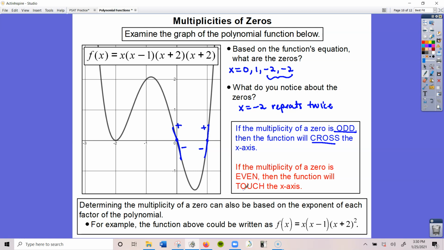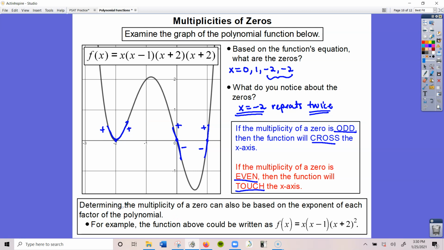However, if the multiplicity of a 0 is even, such as at x is equal to -2, it repeated 2 times, which is an even number, that means it will only touch the x-axis. So we see here at x is equal to -2, it touched it, but it didn't go across it. It went back in the same direction. So it started positive and it stayed positive.